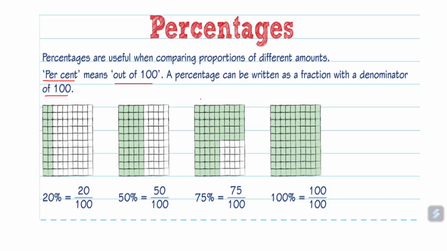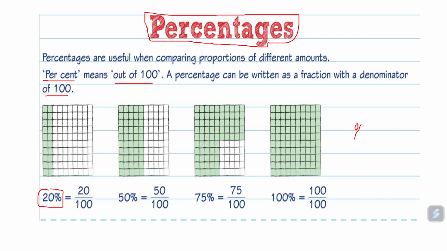In summary, what we are trying to say is the word percentage is a combination of two words, percent, meaning out of 100, also known as every 100, or better still, out of 100. And again, a percentage can be written as a fraction with a denominator of 100. In other words, 20% means 20 out of 100.